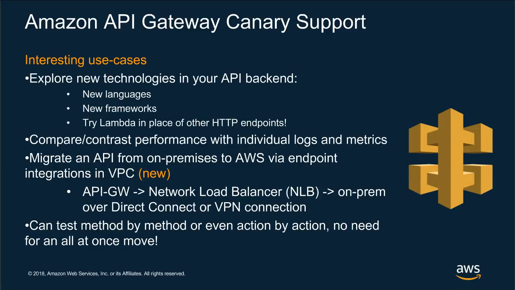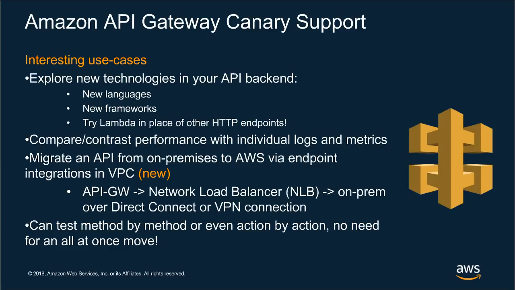For example, we just had the Lambda Go release happen last week. You could very easily take one of your API backends that was written in another language, write one in Go on Lambda, put it behind the same API Gateway, and be able to test that out with a Canary, only directing a certain percentage of traffic to it. With Canaries, you get the ability to compare and contrast performance with individual logs and metrics, which we'll talk about a little bit further in a moment. So you do get to see exactly what is happening, what the difference might be if one is performing better or worse than the other.